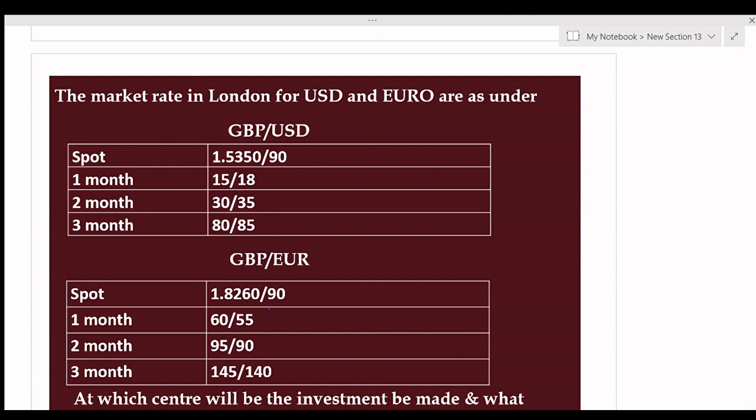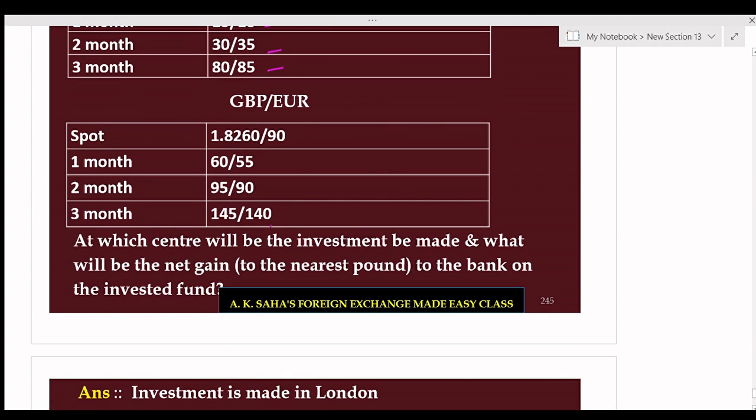GBP USD spot is 1.5350/90. 1 month premium is 15.18. 2 month is 30.35. 3 month is 80.85. Next is GBP Euro. Spot is 1.8260/90, and 1 month forward is given, 2 month forward is given, 3 month forward is given. At which center will the investment be made and what will be the net gain to the bank on the invested fund?